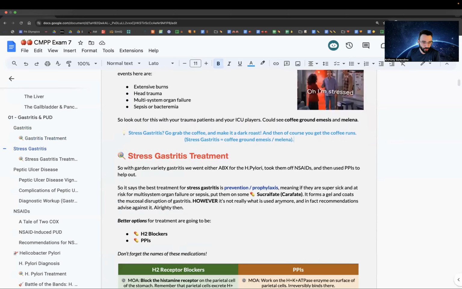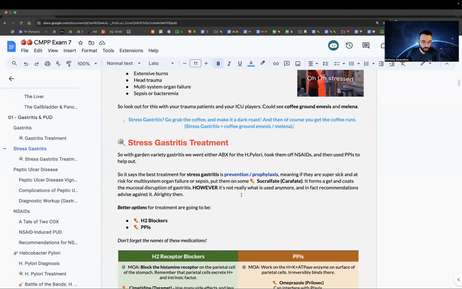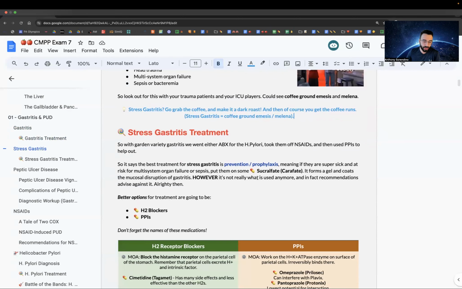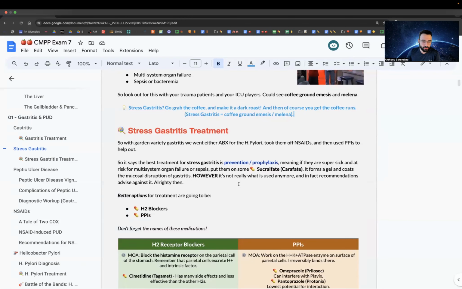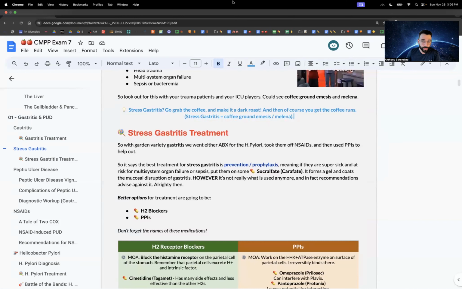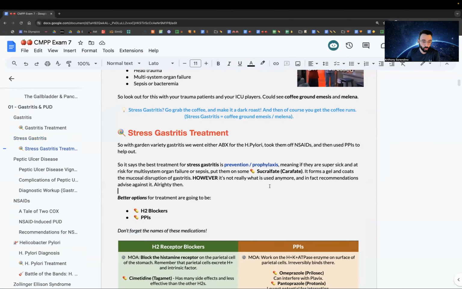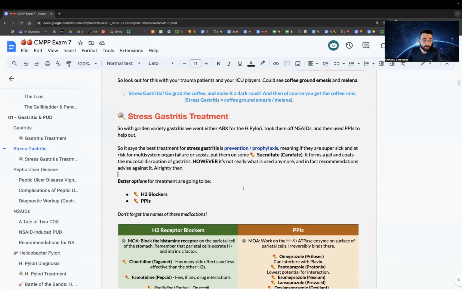All right, so with the garden variety gastritis, we had either antibiotics, like for the H. pylori, we took them off the meds, or we did a PPI. For here, the best treatment is prophylaxis. So again, if you have that trauma or ICU patient, what they used to give is something called sucralfate or Carafate. It's mentioned on the slides, although I think the most recent recommendations advise against it completely. So right now, you want to give them just an H2 blocker and a PPI, your garden variety GI meds to reduce acid.